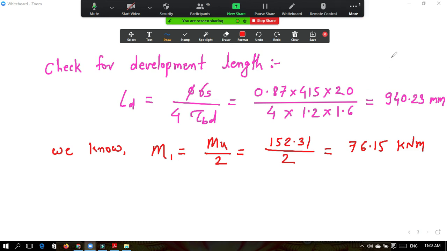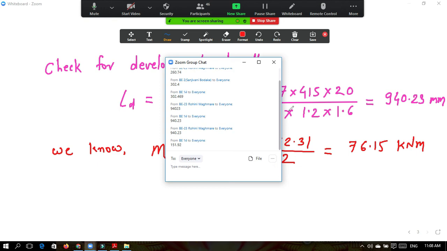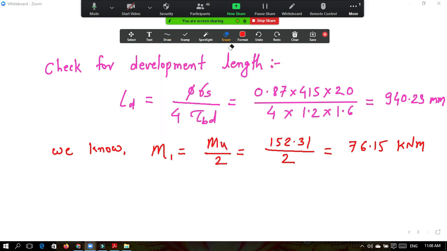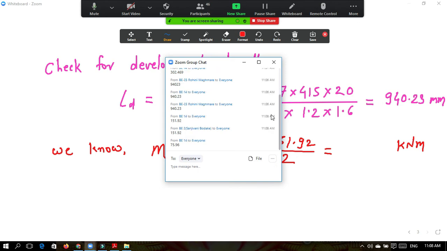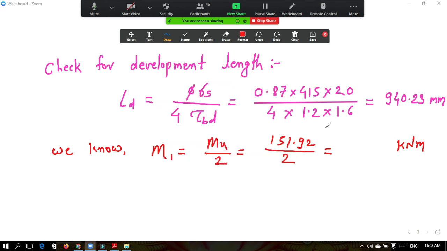We have calculated now our maximum negative moment, 151.92. So accordingly we will get the values over here. 151.92, when you divide it by 2, what is 75.96. So the answer is 75.96 kilonewton. Now next is to calculate V1.